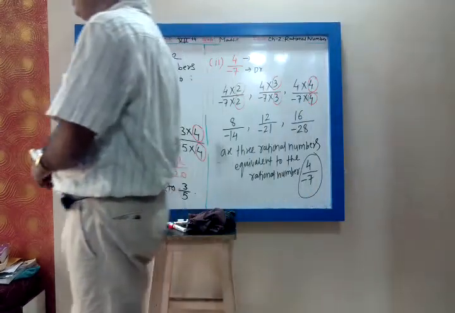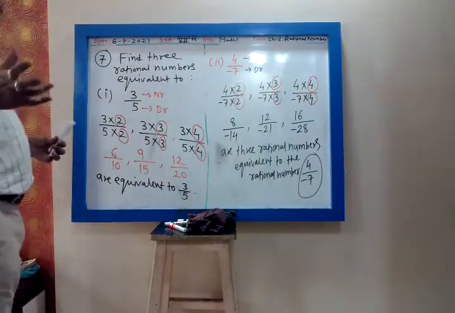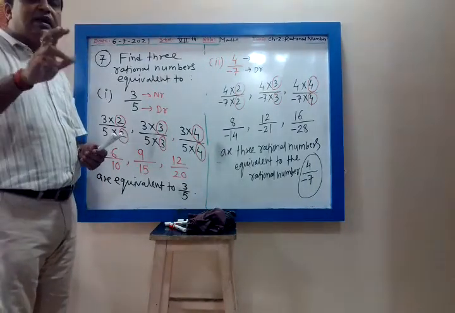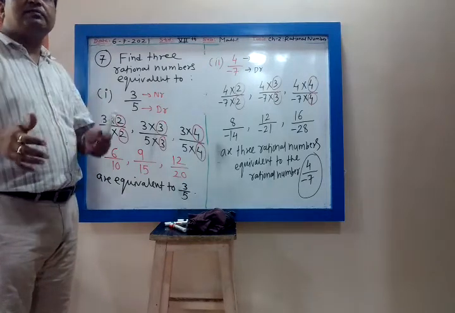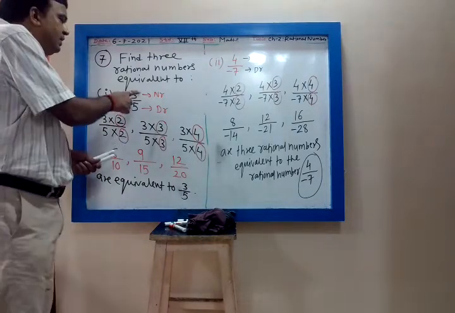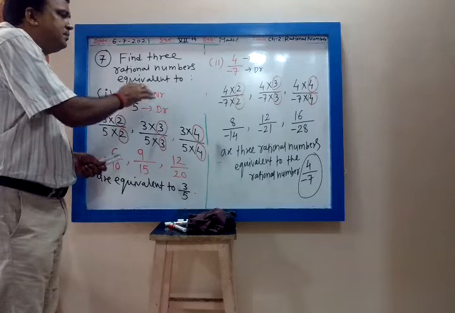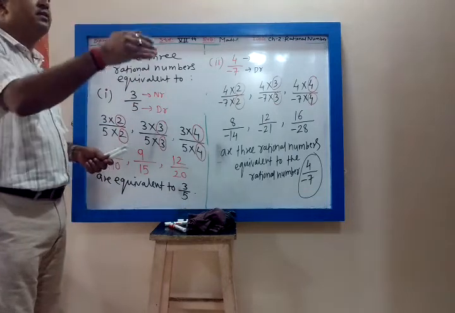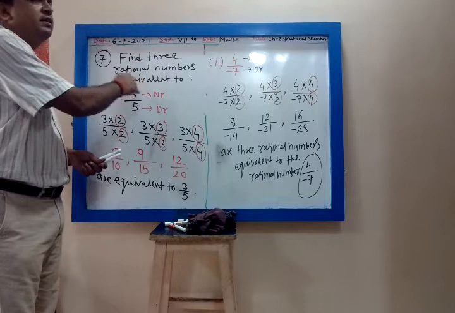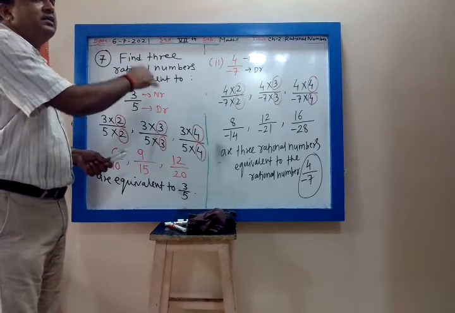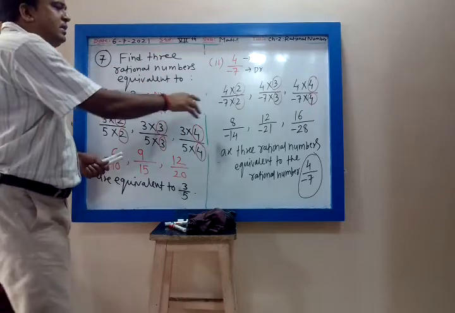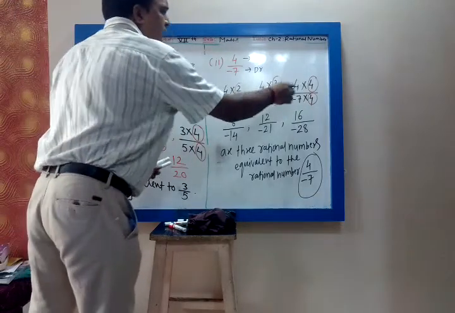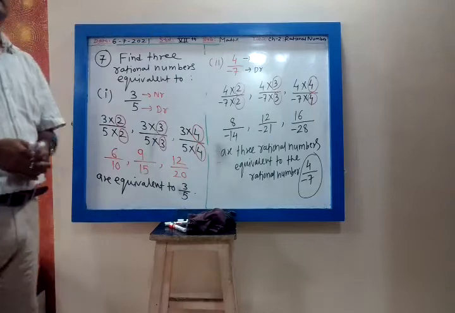Is it clear? So what is the working method in this? To get three different rational numbers equivalent to the given rational number, we multiply numerator and denominator of that rational number with three different numbers. First I will multiply numerator and denominator with 2, then with 3, then with 4, and then simplify. You will get three different rational numbers.